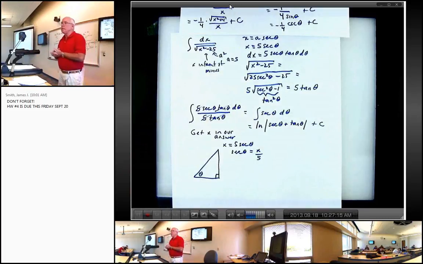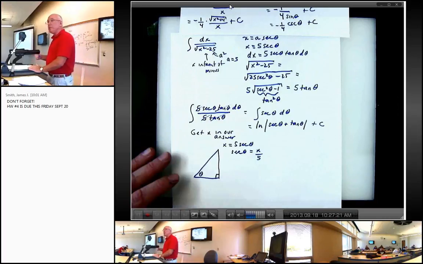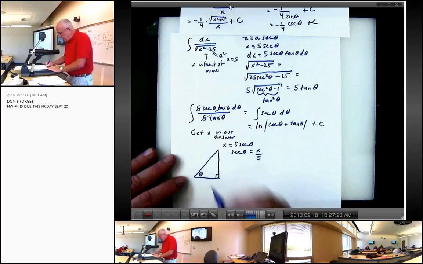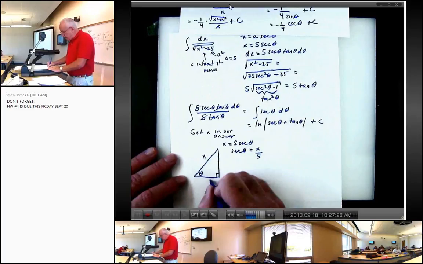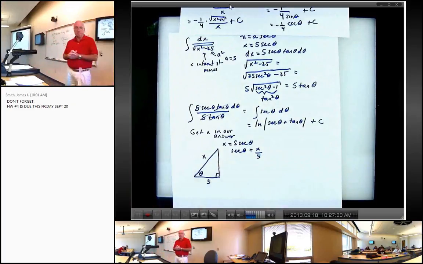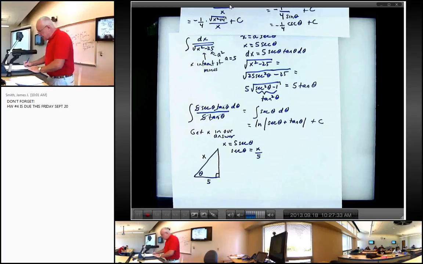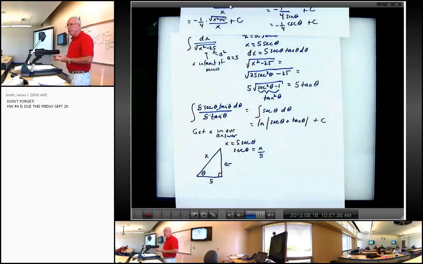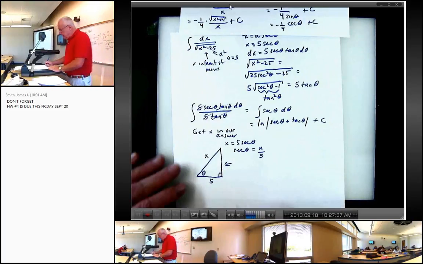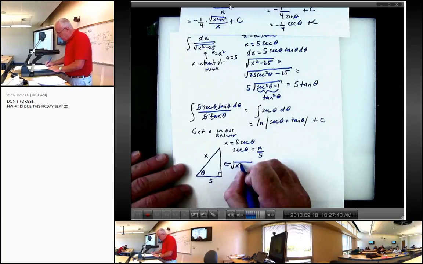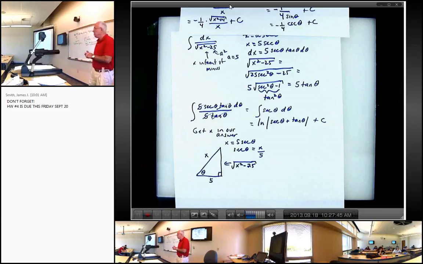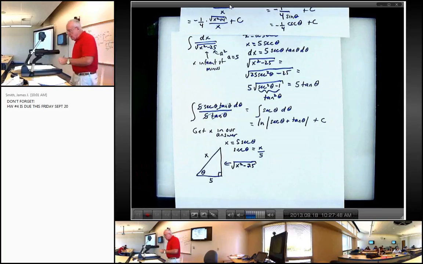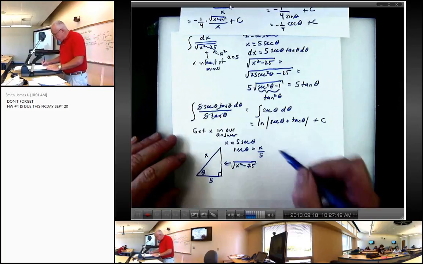Now the secant is the opposite of the cosine, so it's the hypotenuse over the adjacent. So I'm going to label x as my hypotenuse, and 5 for the leg right by the theta. And then this other leg, I'm going to fill in again using the Pythagorean theorem. This is going to be the square root of x squared minus 25. So what's our answer here?